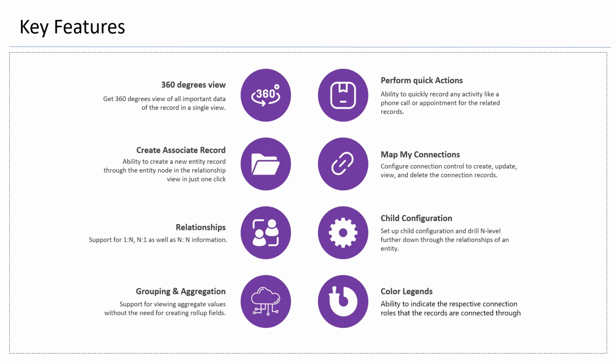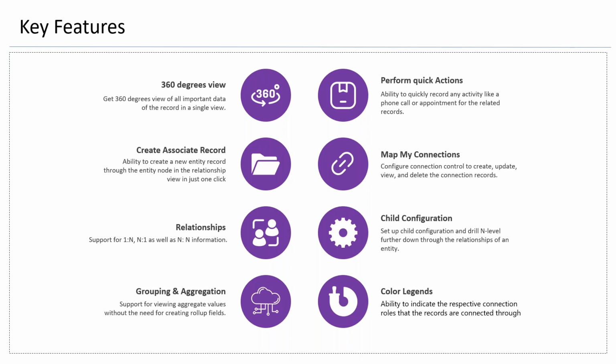Similar to Map My Relationship control, we do have another control that is specially dedicated and designed to show, create, and delete the connections of the records in both grid as well as the relationship view. Our tool supports the visualization of one-to-many, many-to-many, and many-to-one relationships. In addition, it allows you to drill n level down through the relationships to be able to see the respective associated records of one entity under another entity.